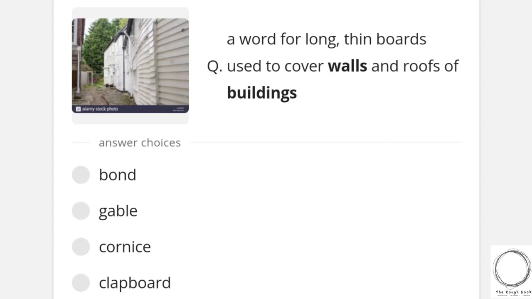Moving on to the next question, a word for long, thin boards used to cover walls and roofs of buildings, and the options are bond, gable, cornice, clapboard, and the right answer is clapboard.